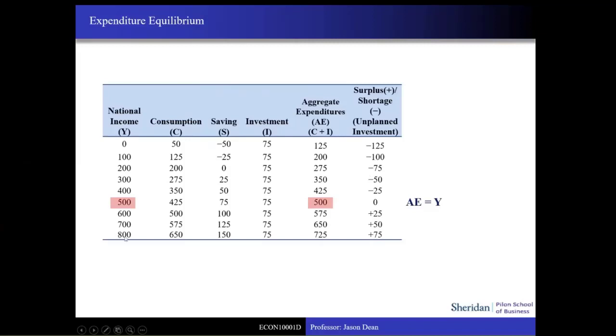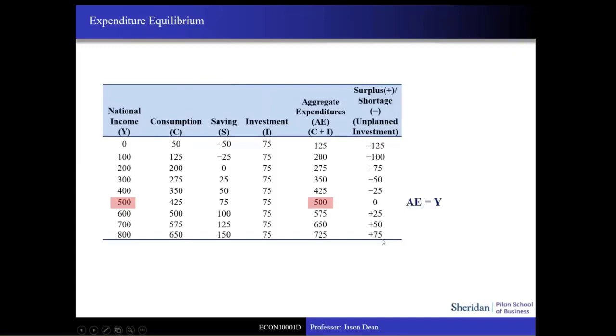If the income is very high at 800, our consumption would be 650. We end up saving some of that, quite a bit, and our investment is 75. So our aggregate expenditures would then be 725, consumption plus investment. But here, the aggregate expenditures is less than the national income. So firms would end up building up their inventories because they produce too much.